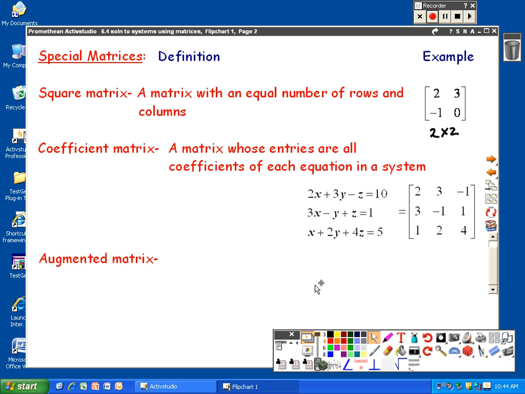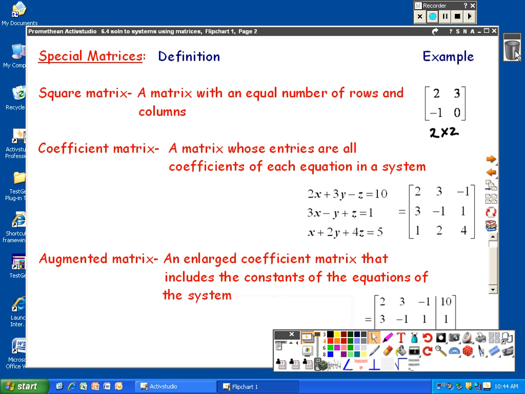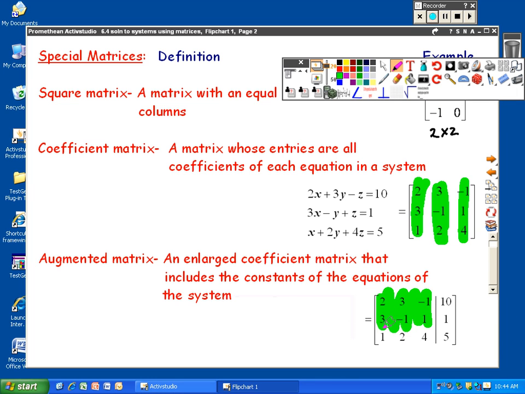Next, we have the augmented matrix. And an augmented matrix is a coefficient matrix including the constants. So same system. Notice this part is all the same. Then we've added in these constants of 10, 1, 5. So we draw a line and we put 10, 1, 5. That's what makes it augmented, because we not only have the coefficients, but we have the constants or solutions.